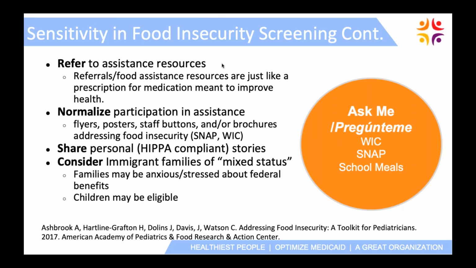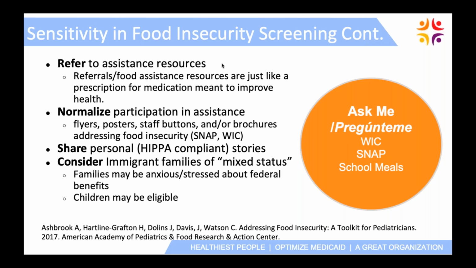So referrals, like to a social worker or something like that, or food assistance resources. And you can also emphasize that your recommendations for food assistance are often as important as a prescription for medication. Both of these things are intended to improve health, so you should try to emphasize that.